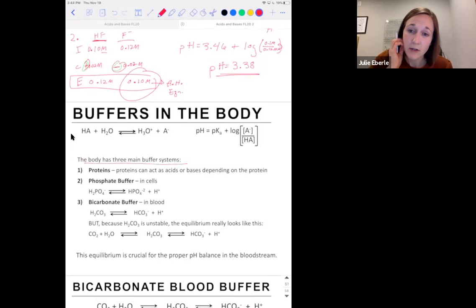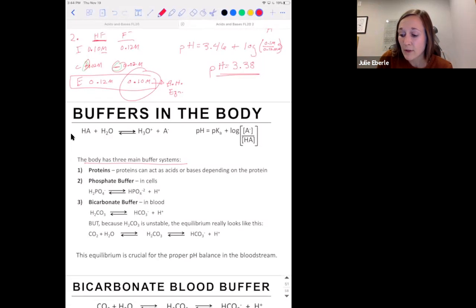3 main buffers in the body. We got proteins can act as buffers. They can give away or receive hydrogens. You've got almost 60,000 proteins in your body, so that's a lot of different ways that they can act like buffers. They can neutralize acids or bases. They're not the dominant thing we think of as buffers, but they can act like them.